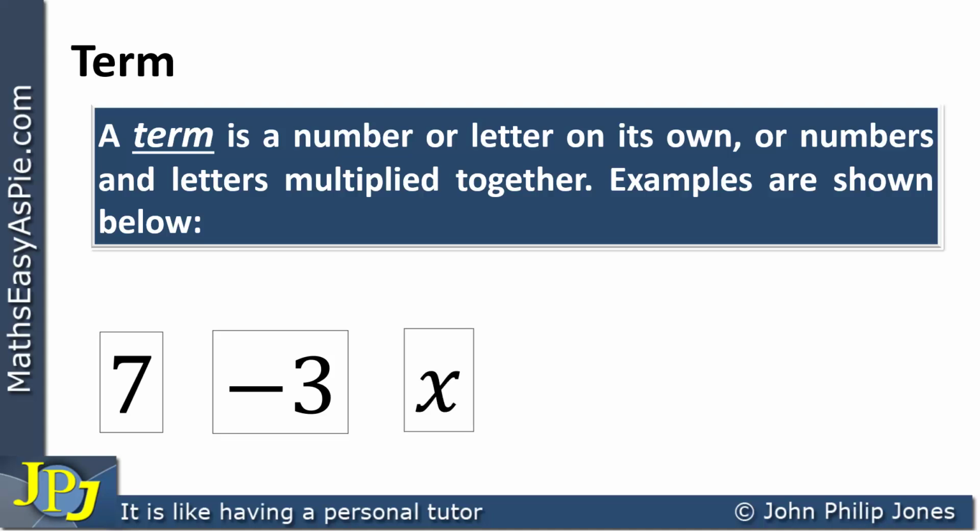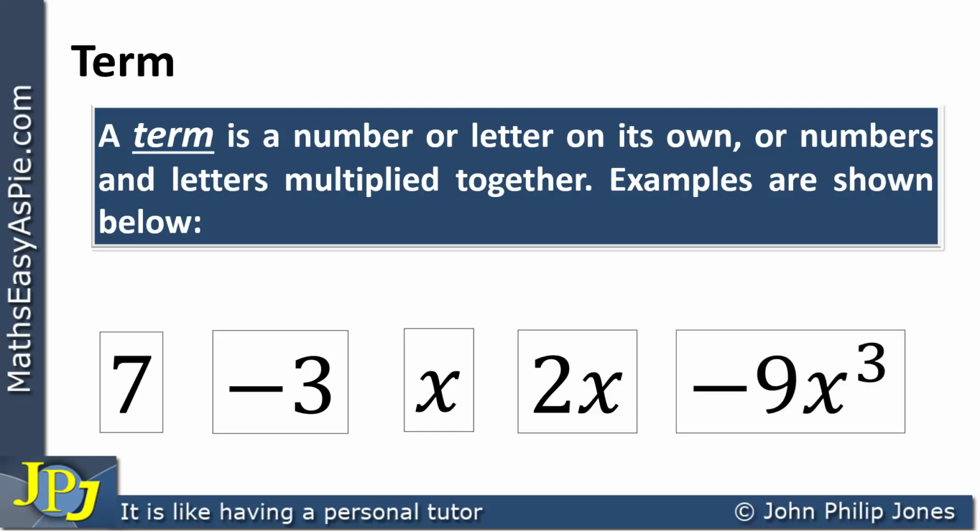We have x, a letter, by itself. We have 2x, which means the 2 is multiplying the x. And here we have -9x cubed. We can see the -9 is multiplying the x cubed. And of course, x cubed means x times x times x.